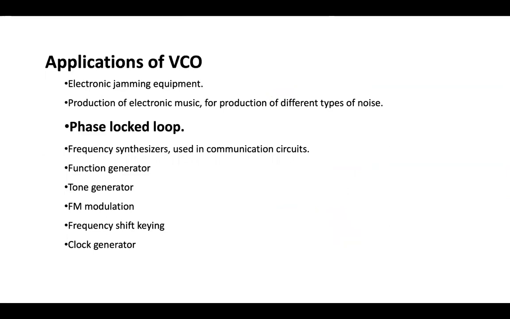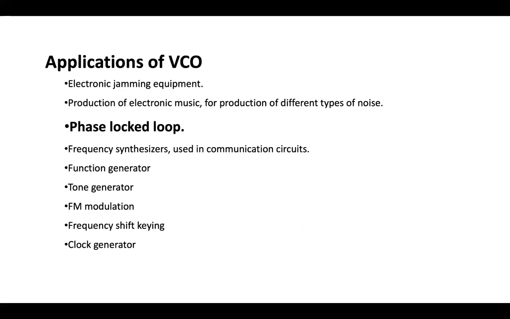Now, what are going to be the applications of this? Electronic jamming equipment is one application, a jammer, where you don't get any signals for your cell phone, and the production of electronic music, for producing different types of noise. Based on how much voltage I give, my oscillations will change.